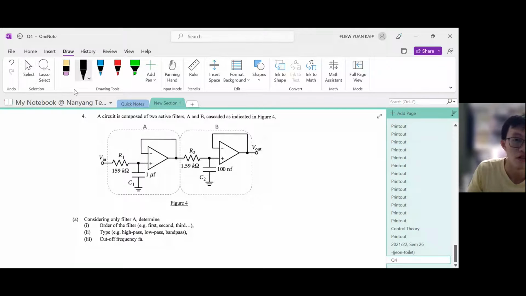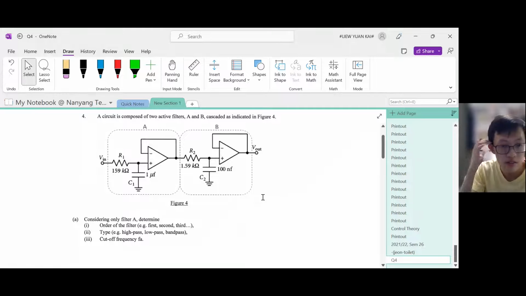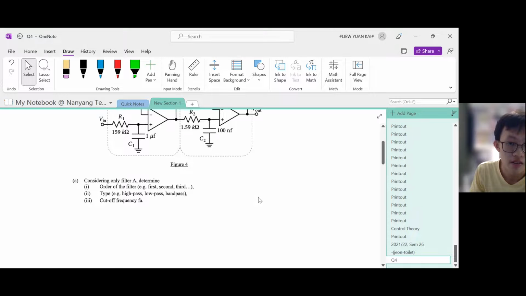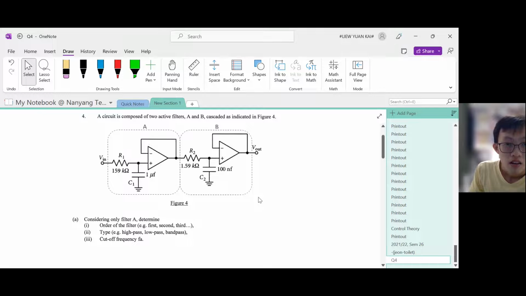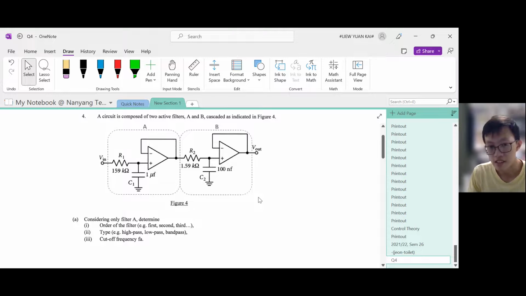Okay, so last question, question 4. Considering only filter A, determine the order of the filter, the type, and the cutoff frequency FA. So the order of the filter, if I'm not mistaken, it is given by the number of devices who are dependent on omega. So what do I mean?